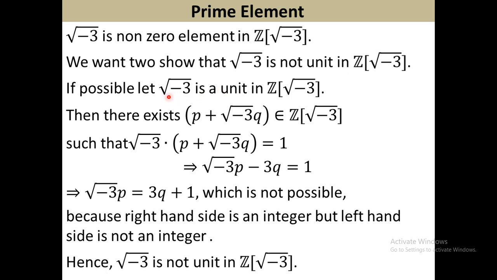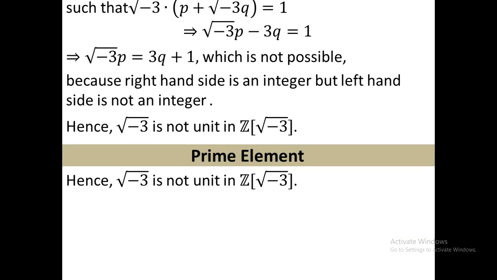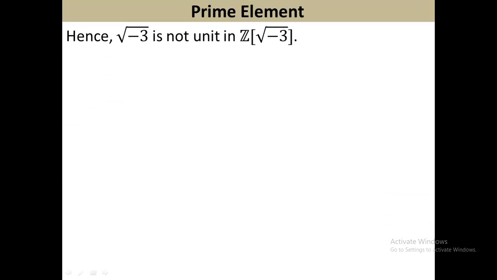Actually we assumed that square root of minus 3 is a unit in Z[√-3], but this contradicts a fact. So square root of minus 3 is not a unit in Z[√-3]. Therefore for a prime element the first condition is satisfied. We have to prove the second condition: if P divides AB, then P divides either A or P divides B.